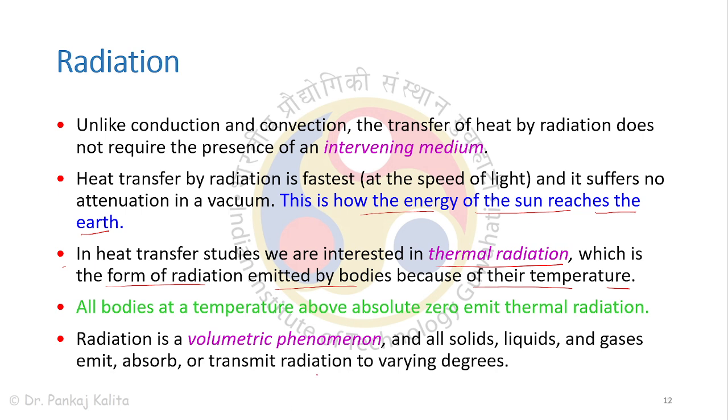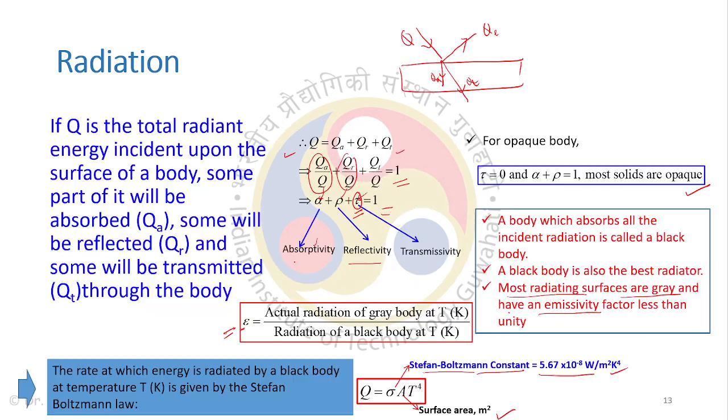So unlike conduction and convection, radiation does not need any medium. Okay, so it's the fastest way of heat transfer, and it is how the solar energy reaches the earth, which we have already seen. So all bodies above absolute zero temperature emit thermal radiation. It's a volumetric phenomenon.